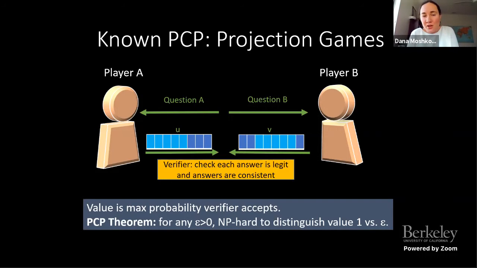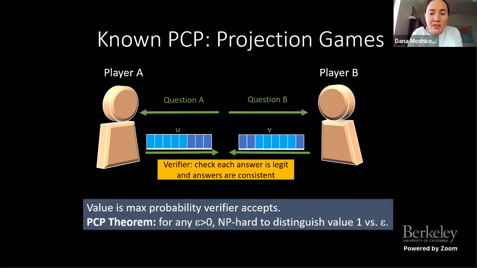So even if there exists a strategy for the players that makes the verifier always accept, so this is value 1, even then, if you are an efficient algorithm, you won't be able to find a strategy that achieves value larger than epsilon. Okay? This is a super, super strong theorem. Okay. As always, if there are questions, do let me know.